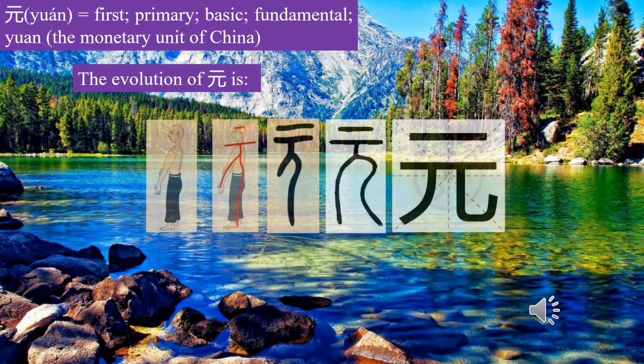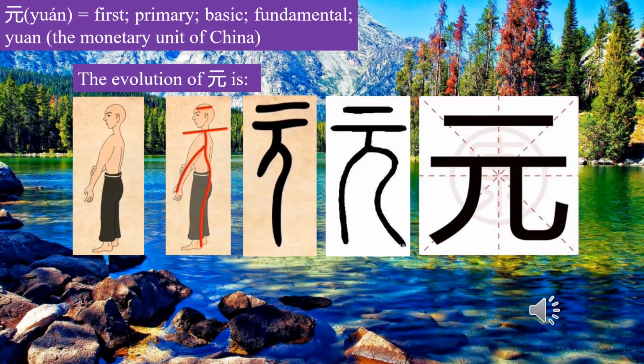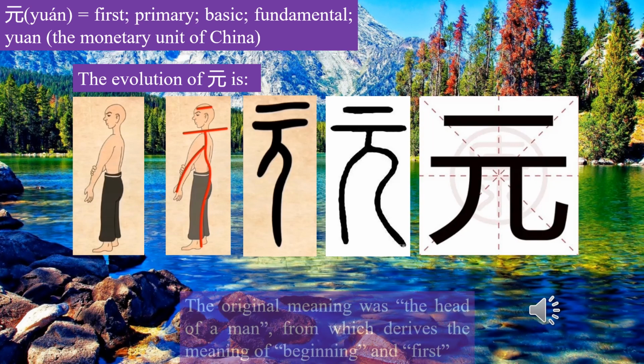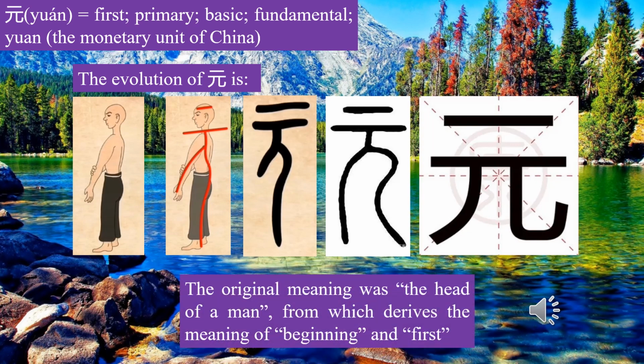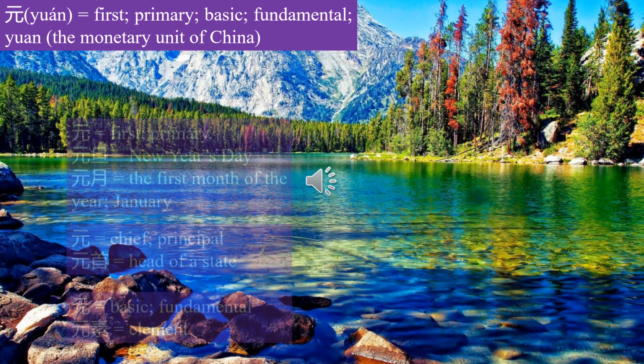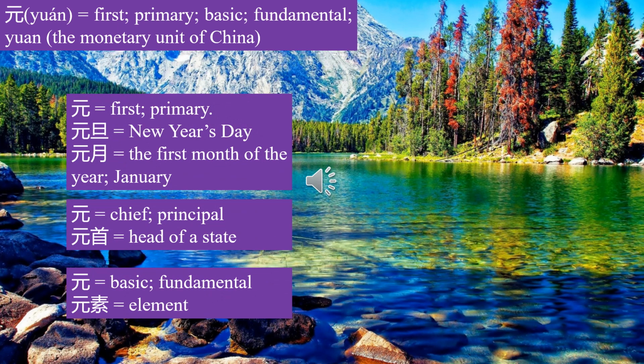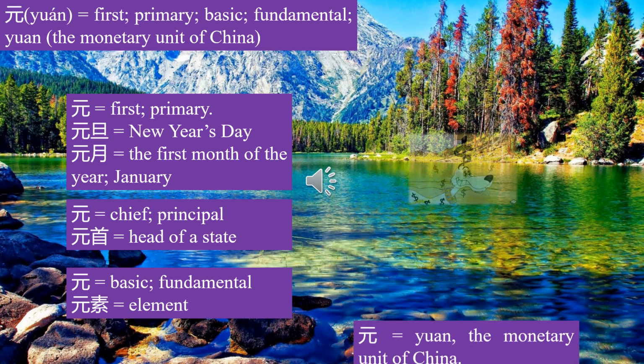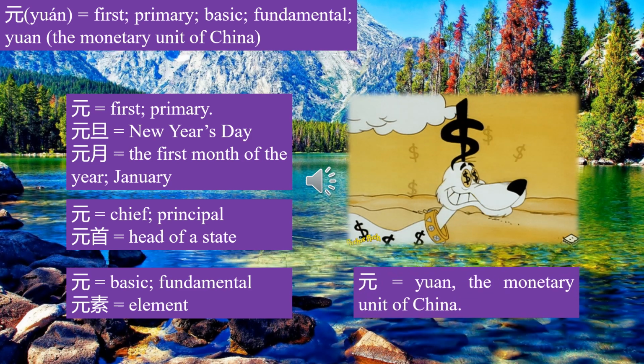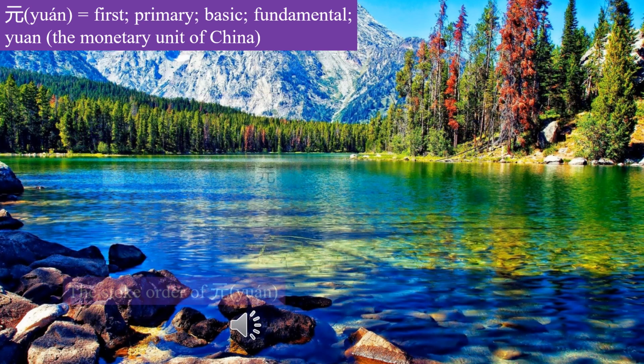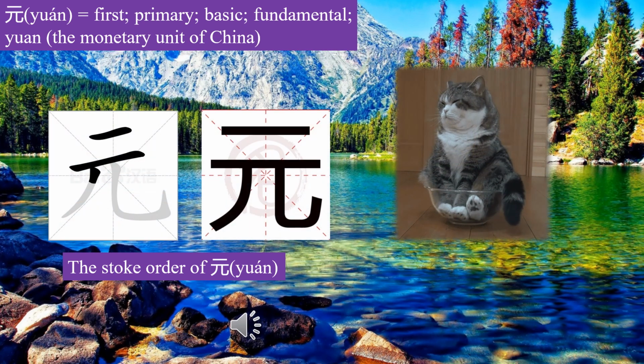Let's learn the character yuan. This is the evolution of yuan. The original meaning was the head of a man, from which derives the meaning of beginning and first. Yuan means first. Yuandan, New Year's Day. Yuan means chief, basic. Yuan, the monetary unit of China. The stroke order of yuan.